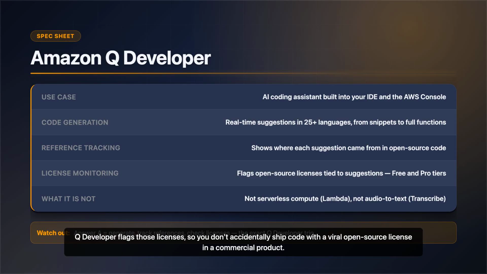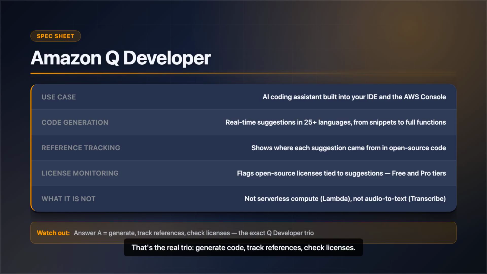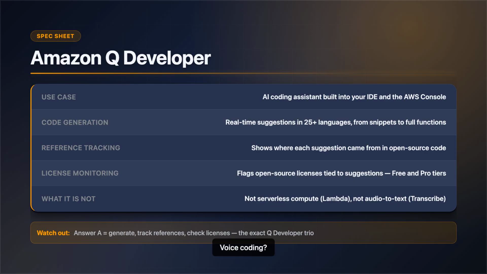Q Developer flags those licenses so you don't accidentally ship code with a viral open source license in a commercial product. That's the real trio: generate code, track references, check licenses. The distractors in this question are designed to sound plausible. Serverless execution, that's AWS Lambda. Audio to text, that's Amazon Transcribe. Voice coding, not a thing in Q Developer. Answer A matches exactly what Q Developer actually does.